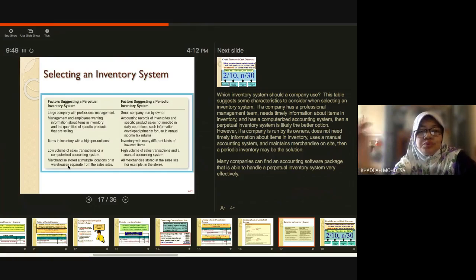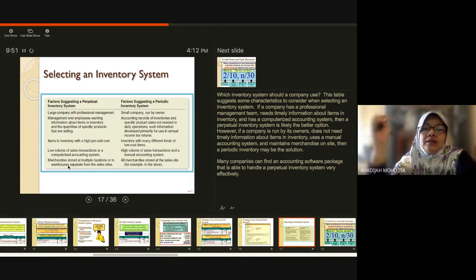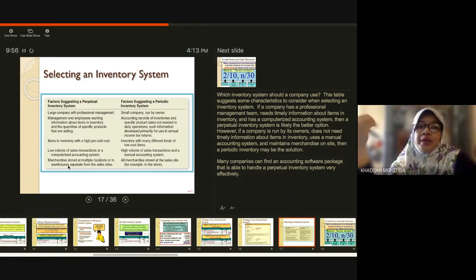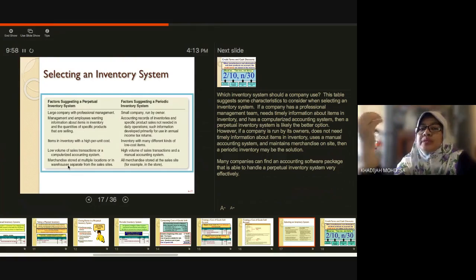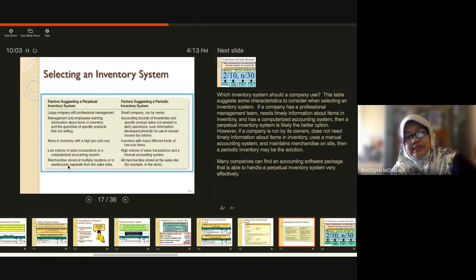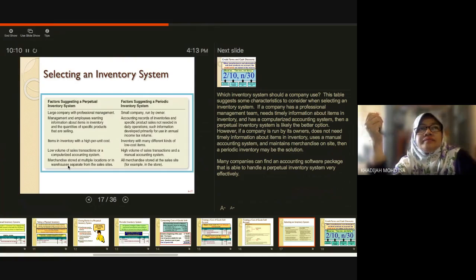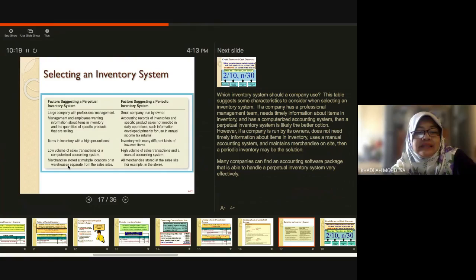For example, today at this time, how much inventory do we have in our store? You can give the figures, because everything is computerized. An item normally has a high per unit cost, for example, motor vehicles. We're not talking about small items like basic amenities. So in this case you use perpetual.